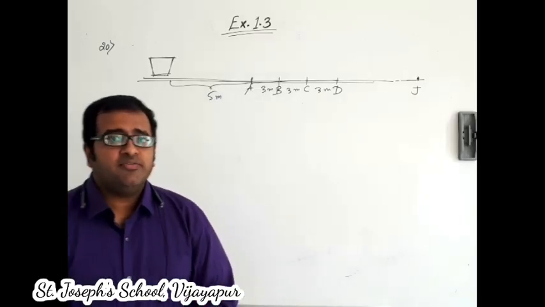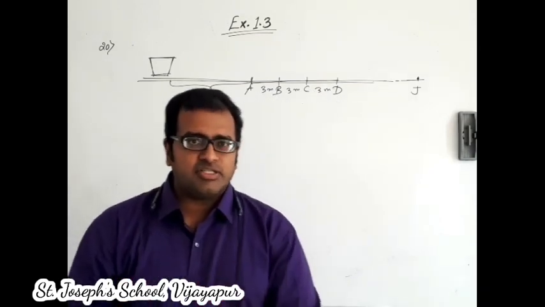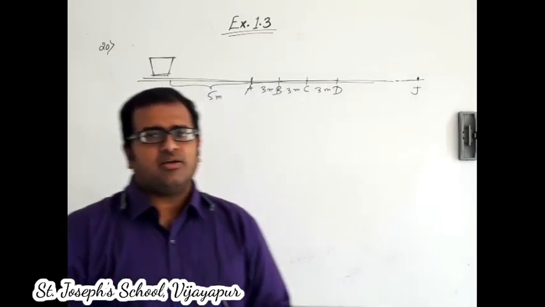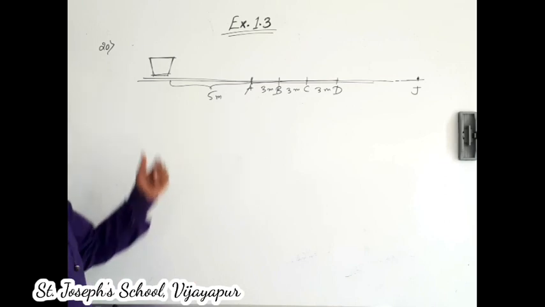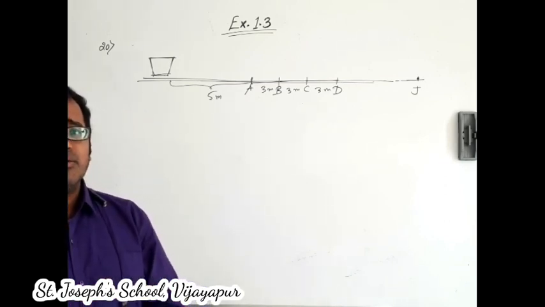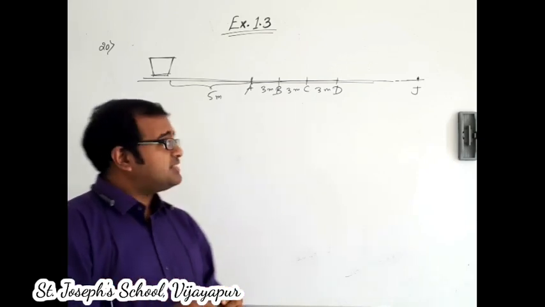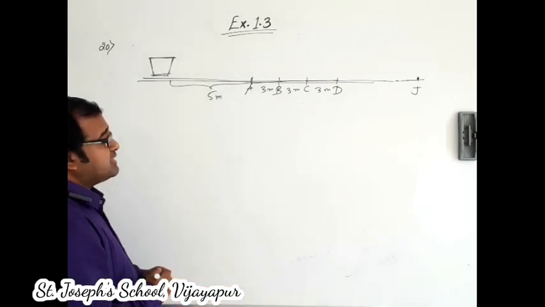Question number 20 from exercise 1.3 of arithmetic progression. A very interesting question, a very real life question it is. There is a bucket kept for a potato race. It's an innovative kind of race, a special race. So the potatoes are placed like this.